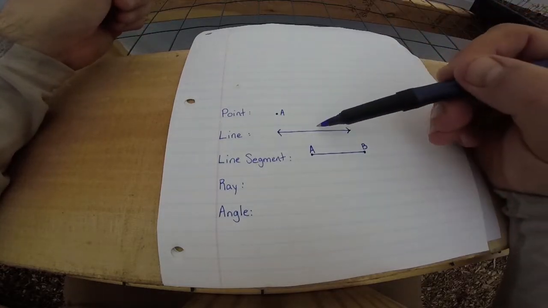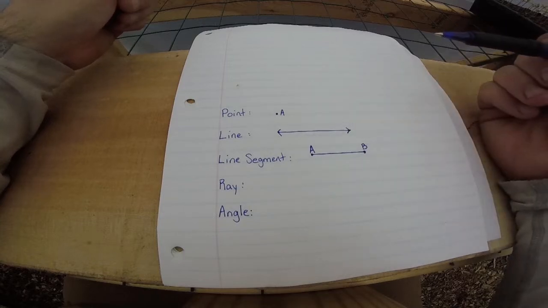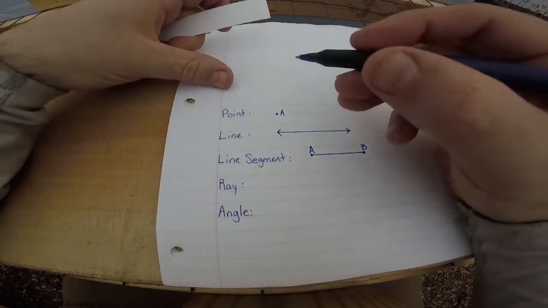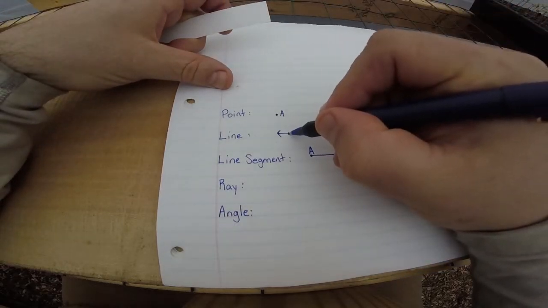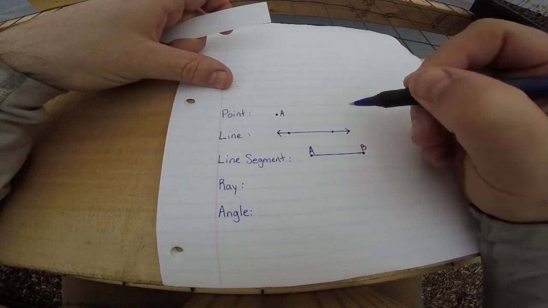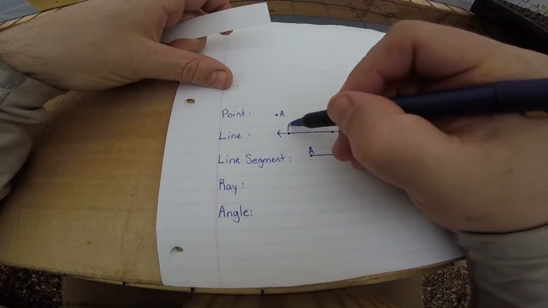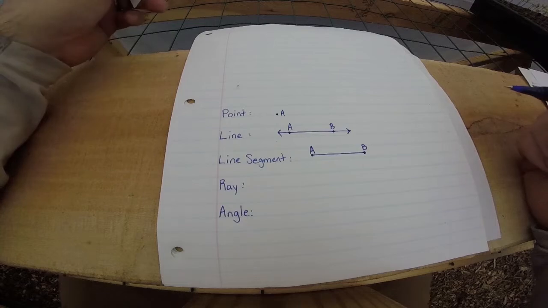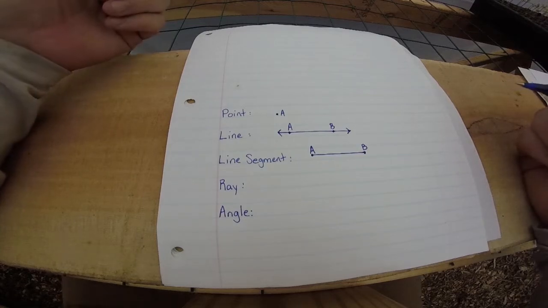What do you think we should do with this line up here? Should we name it? We can also name this line. However, we need to put points on it. Let's put a point there and a point there. We could name this line right here line A, B. Okay. Just like we have names, we need to name lines.